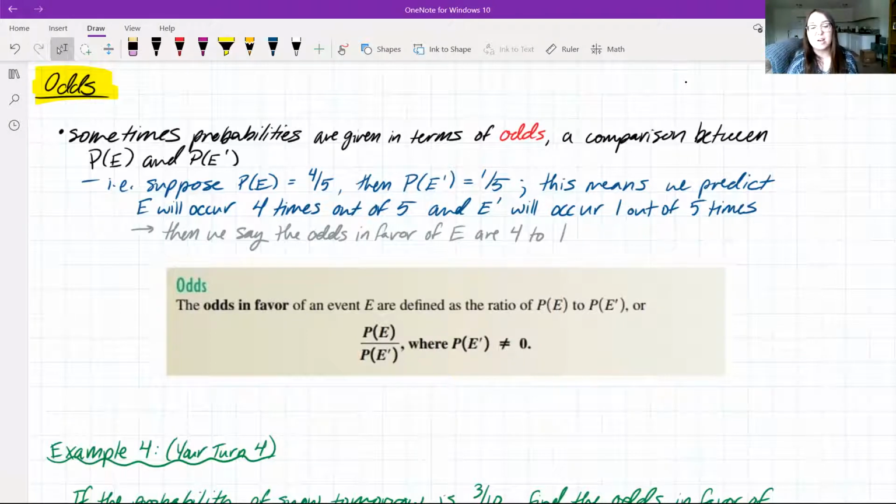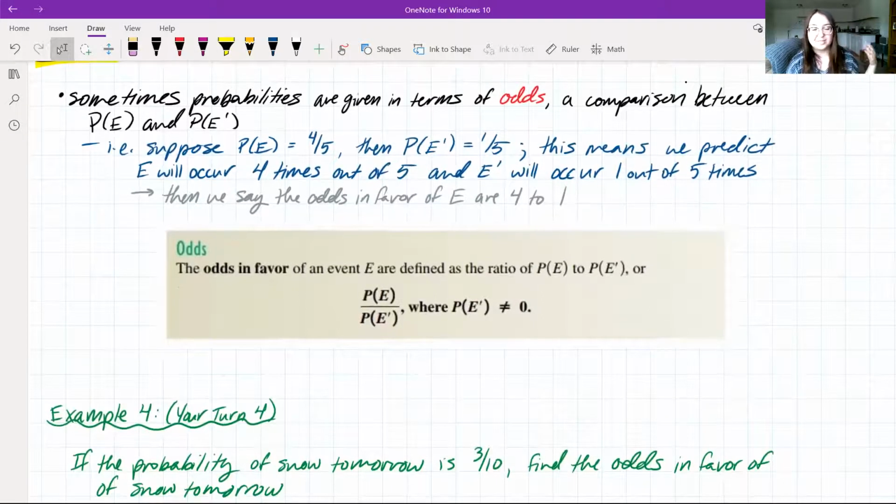But when we write this, we say that the odds in favor of E are 4 to 1. So we just take the numerator. The whole 5 times is kind of just dropped when we write our final answer. As your book calls it, the odds in favor of an event E are defined as the ratio of the probability of E to the probability of E prime, or the probability of E divided by the probability of E prime, where the probability of E prime is not equal to 0. Because obviously if it's equal to 0, we're going to divide by 0, and that's not a real number.